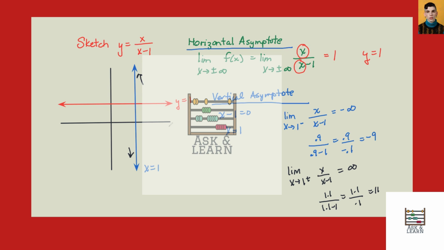Okay, so next thing, let's see if there are any zeros or intercepts, let's see what's going on. So let's say if x equals 0, then y equals 0.